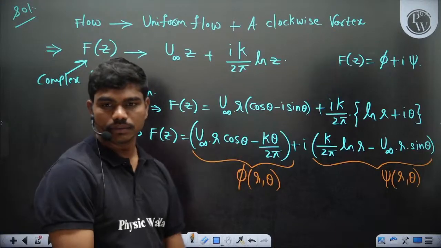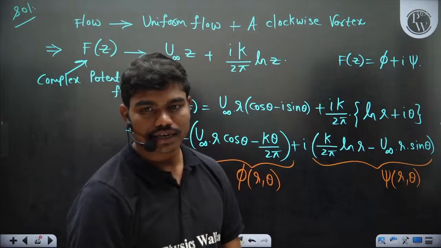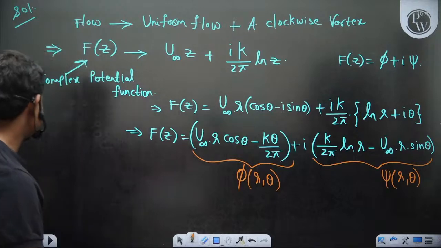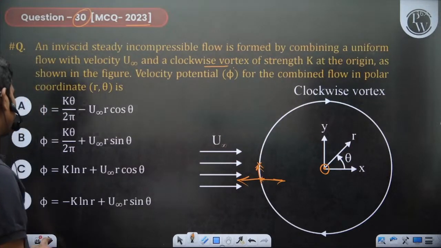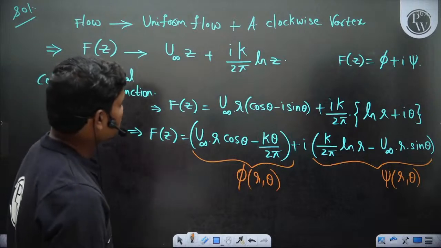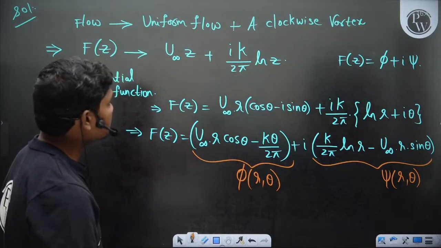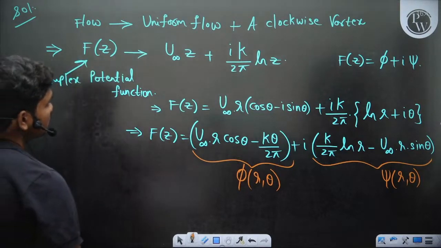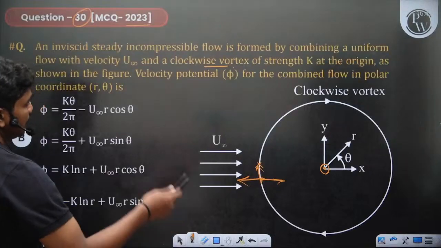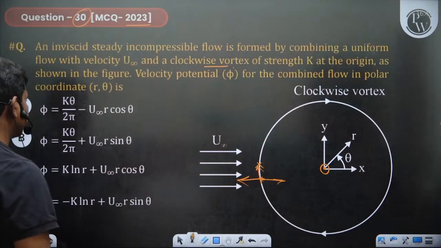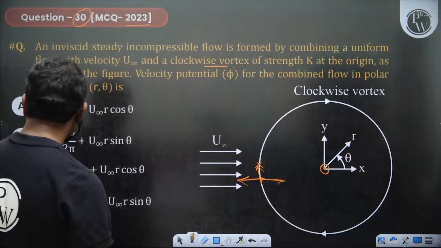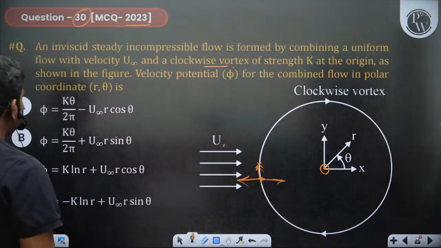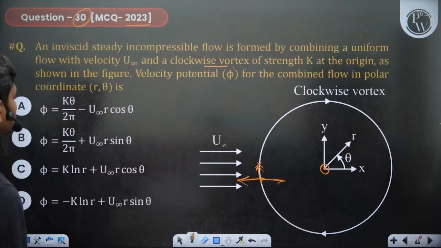Guys, I think there is some small issue with this. Okay, theta is taken anti-clockwise now, sir. Is it? Yeah, theta is taken anti-clockwise. Okay, so you're right, correct. So then this becomes theta is being measured in the anti-clock sense. k theta by 2 pi minus u infinity r cos theta.